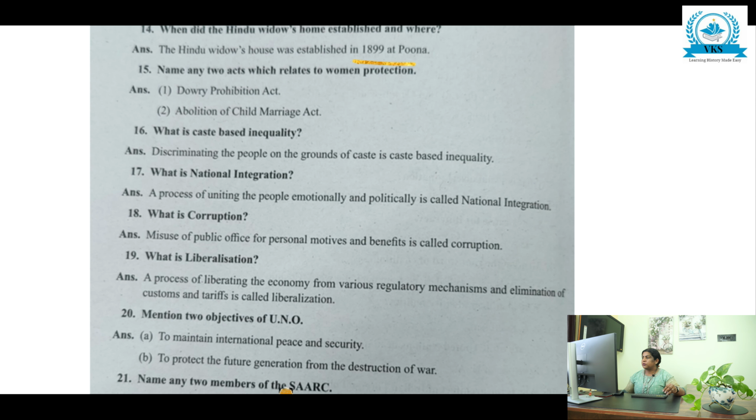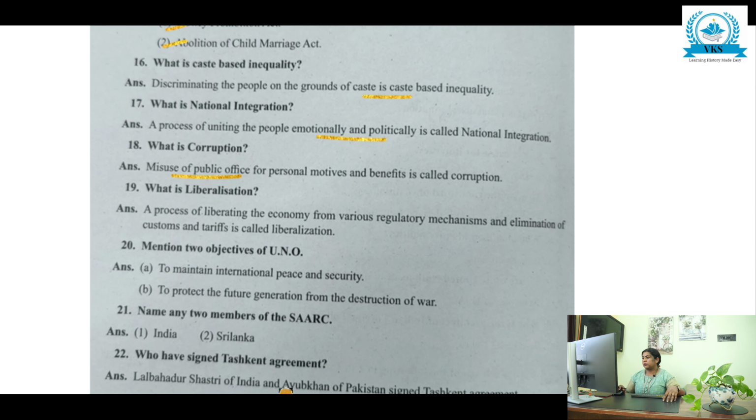Name any two acts which relates to women protection: Dowry Prohibition Act and Abolition of Child Marriage Act. What is caste-based inequality? Discriminating people on the ground of caste is called as caste-based inequality. What is national integration? A process of uniting the people emotionally and politically is called as national integration.